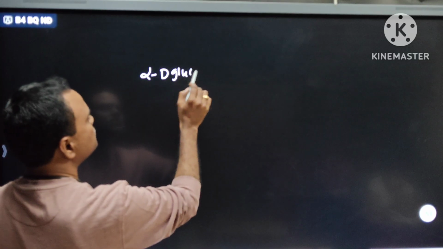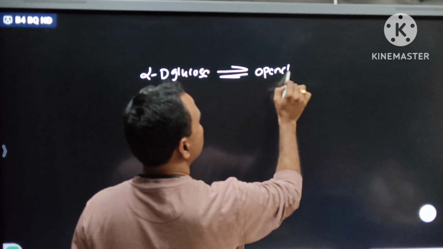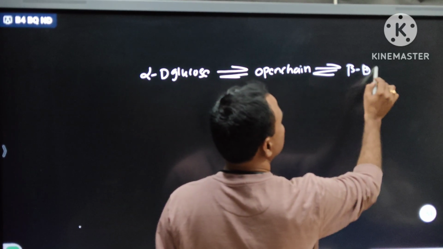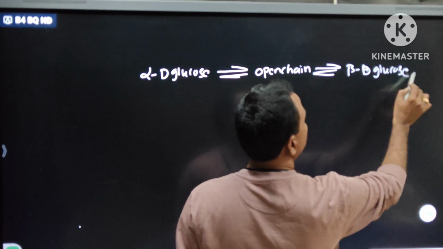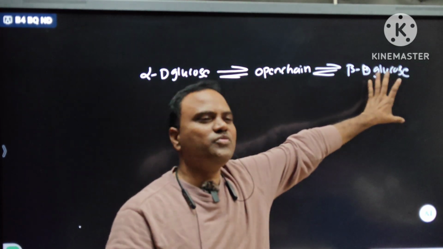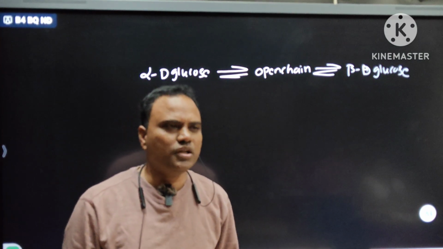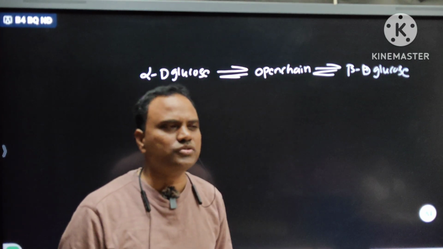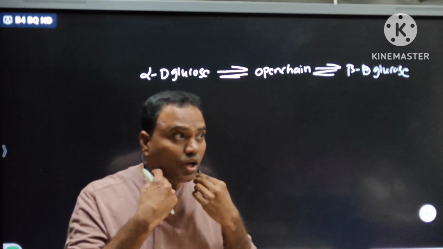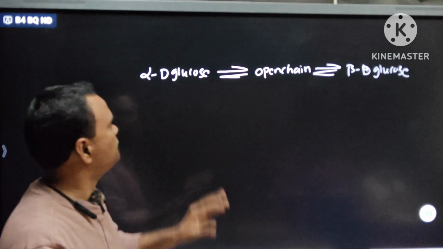Look at that also. Alpha D glucose, open chain form, and beta D glucose. If you take beta D glucose in water, again the same phenomenon takes place. That's why it is given as a reversible reaction. What is the difference between alpha D glucose and beta D glucose? Which carbon? Alpha, first carbon. Clear? Right.